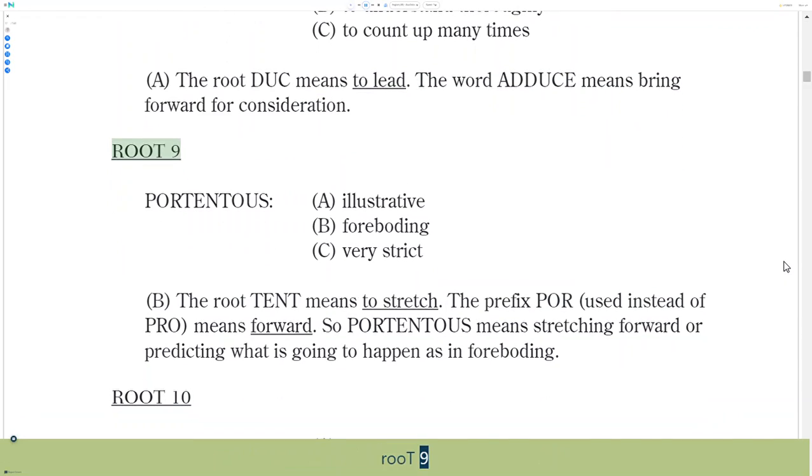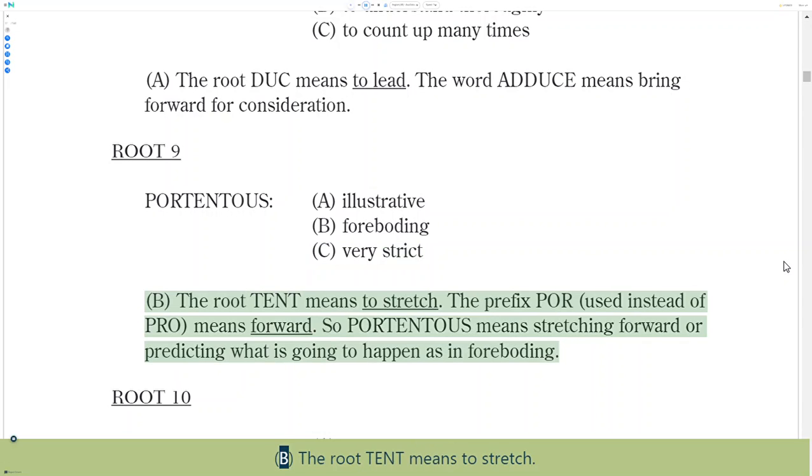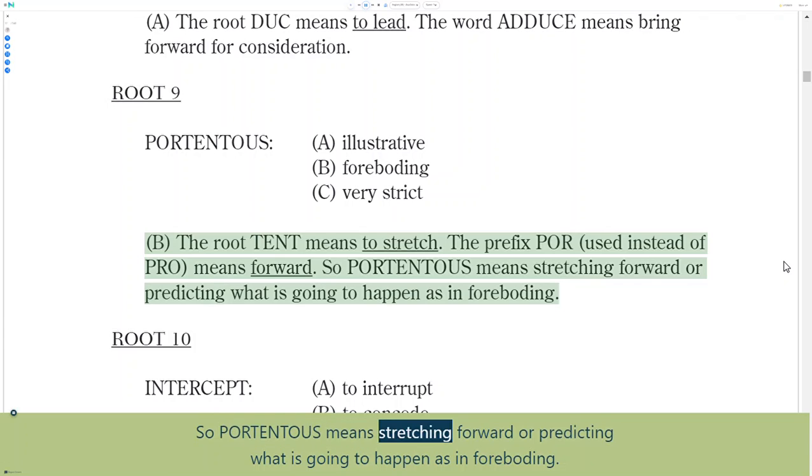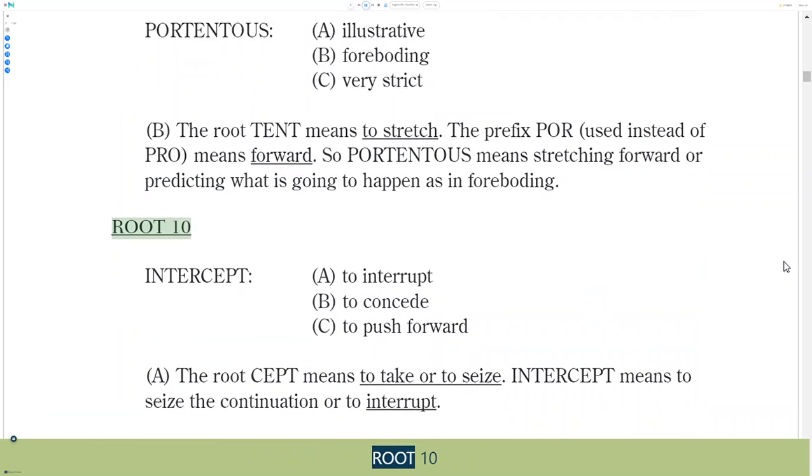Root 9. Portentous. A. Illustrative. B. Foreboding. C. Very strict. B. The root tent means to stretch. The prefix POR, used instead of pro, means forward. So portentous means stretching forward or predicting what is going to happen, as in foreboding. Root 10.